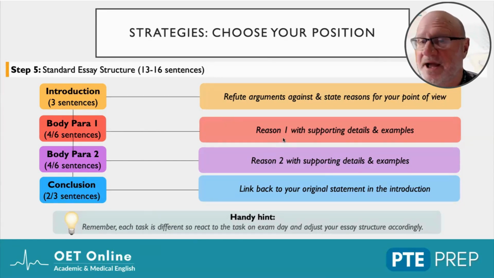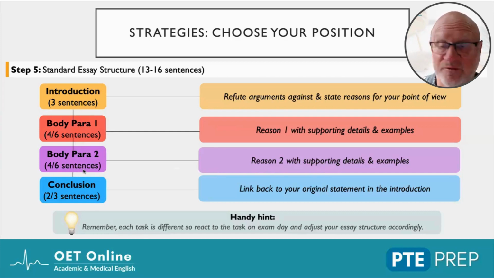Then you expand in your body paragraphs. Give your first reason, lots of supporting details and examples. This will be 4 to 6 sentences. Reason 2, give a second reason with details. Again, 4 to 6 sentences. And then write your conclusion, 2 to 3 sentences.